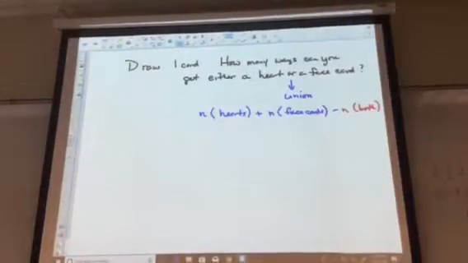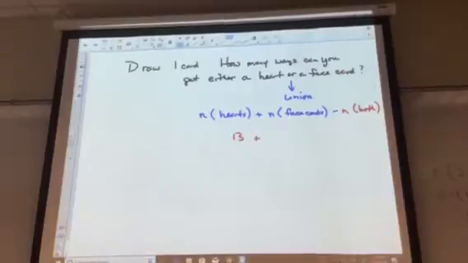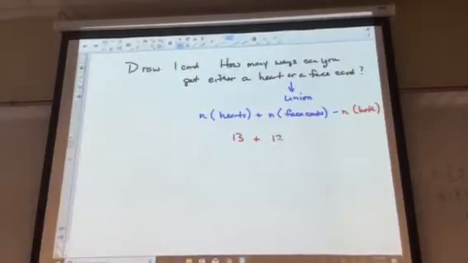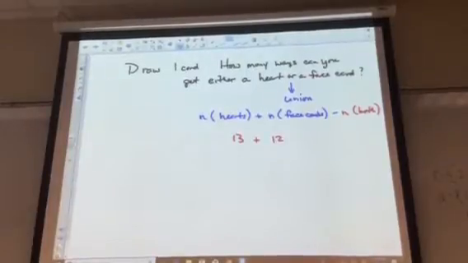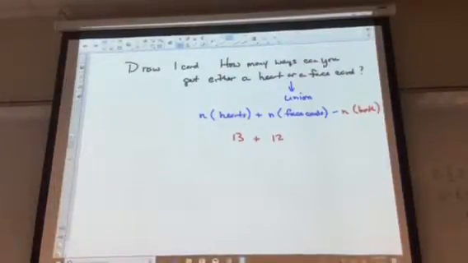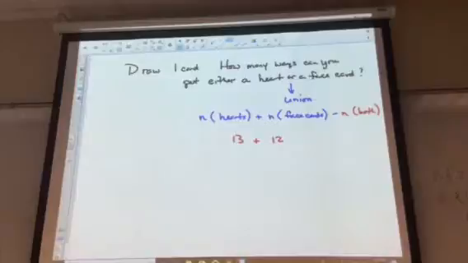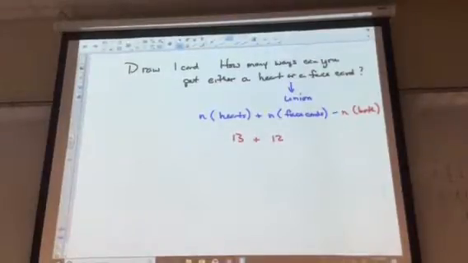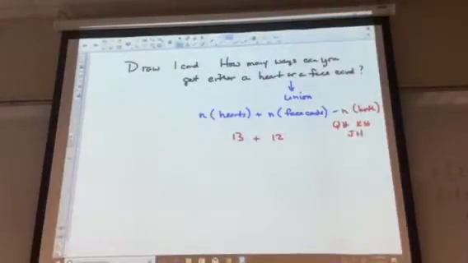How many hearts are there? 13 hearts. How many face cards are there? 12. Are there any hearts that are also face cards? Then you've already counted some of those cards more than once, right? How many have you counted more than once? 3. The Queen of Hearts, the King of Hearts, and the Jack of Hearts.